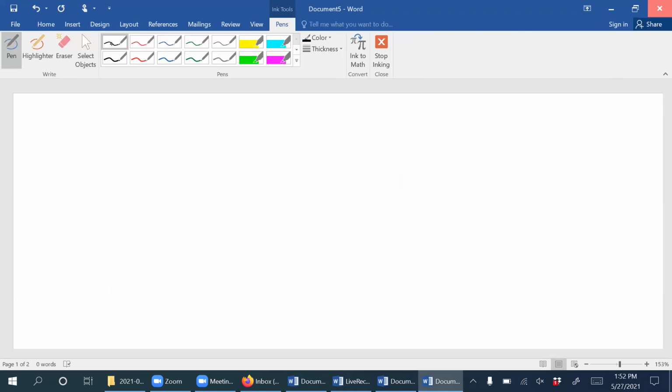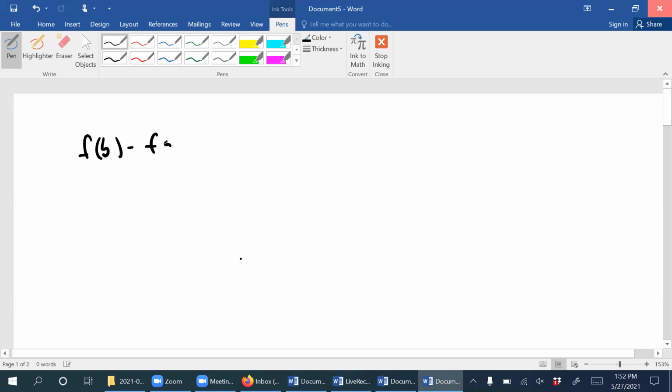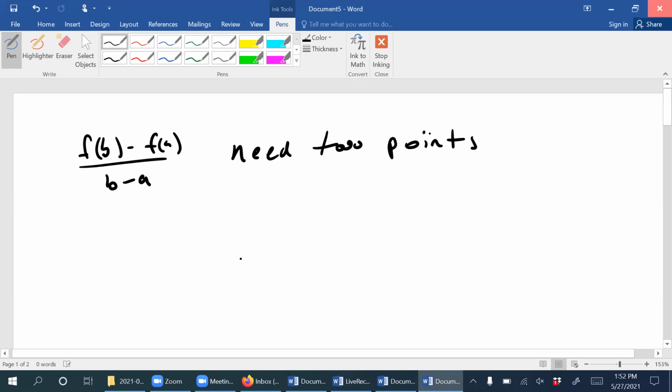Okay. So how do we talk about slope? Slope is written as f of b minus f of a over b minus a. We need 2 points. That's how we learned about slope in Algebra 1. And when you are given 2 points on a graph, slope is pretty easy.